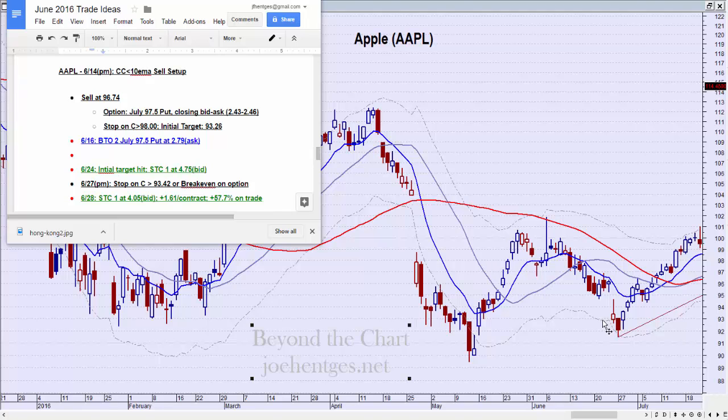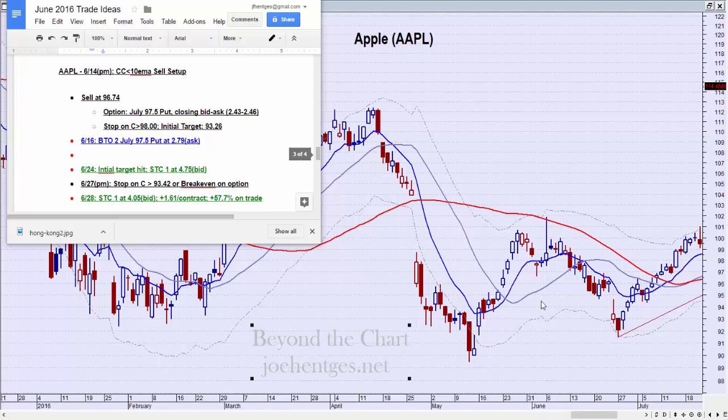So on June 24th, which is right here, that target was hit. So what did we do? We sold half the position, which was 1 at 4.75 bid. In this trade idea, I'm actually covering that difference, the spread between the bid and the ask. So what did we end up seeing here?